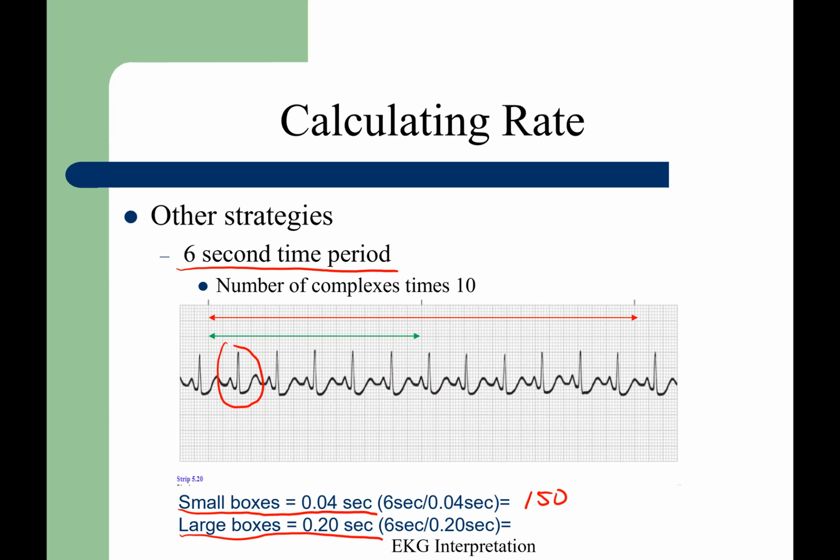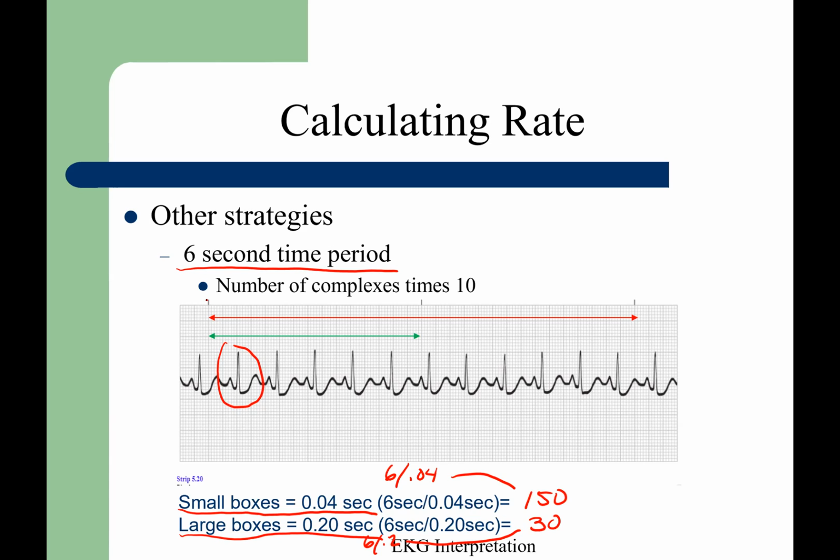And if I want how many large boxes within 6 seconds, I'm going to do 6 divided by 0.2, and I'm going to get 30 large boxes. So 6 divided by 0.04 gives me 150 small boxes, and 6 divided by 0.2 gives me 30 large boxes.